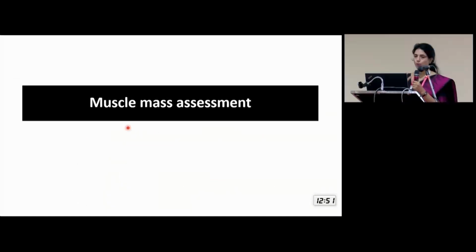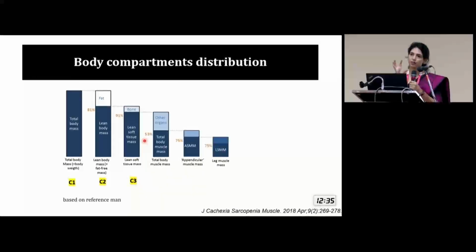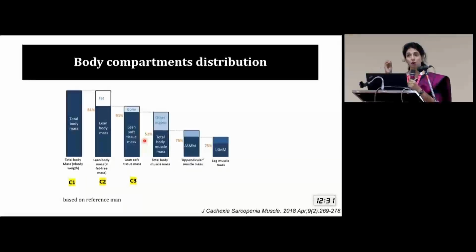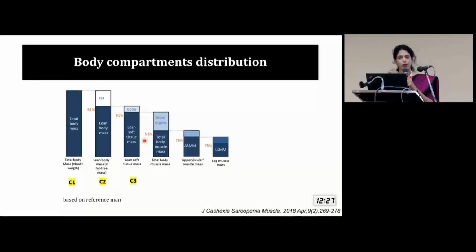Now coming to the topic of discussion, that is the muscle mass assessment. Now Dr. Nitin has covered most of it. To understand the muscle mass, we need to understand the body compartments. He's already discussed the C1 compartment, the C2 compartment, fat mass and fat-free mass. Broadly, when we say fat-free mass, we refer to lean body mass, but this also includes the bone. So 90% of the lean body mass would be lean soft tissues and 10% would be bone.